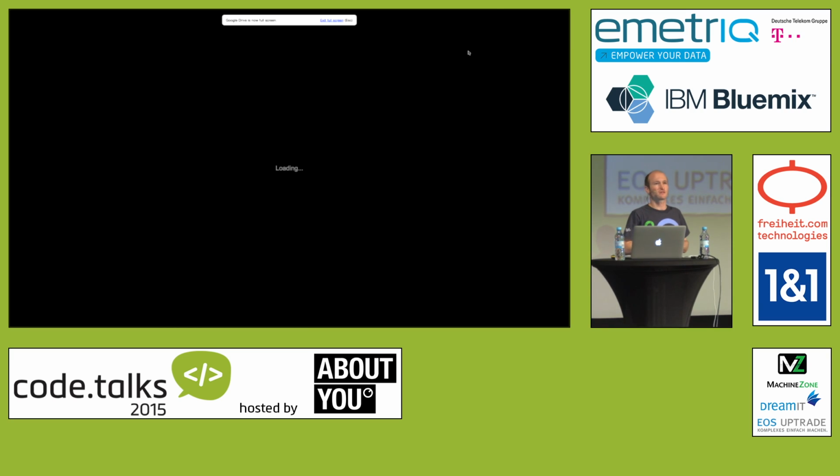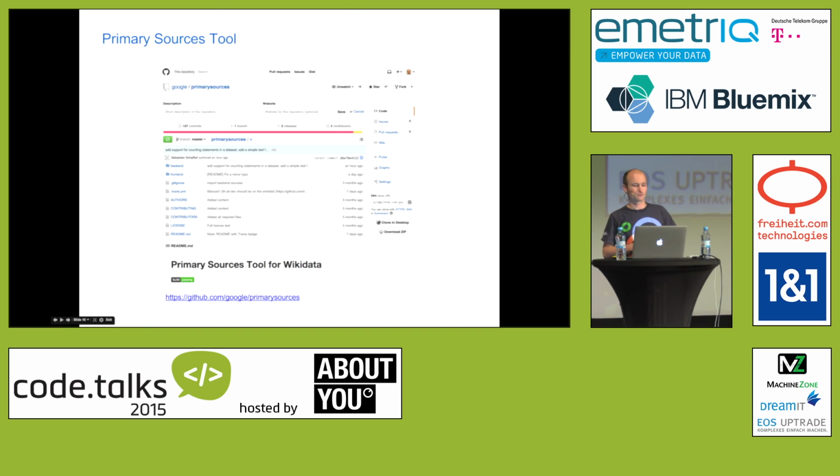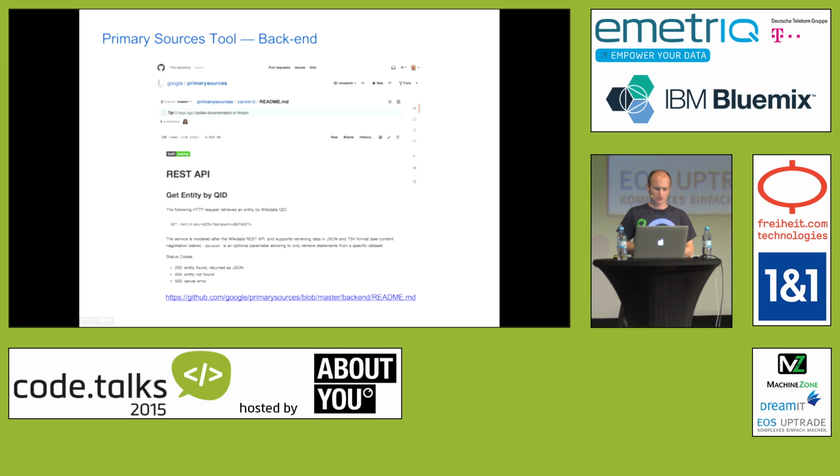So yeah, we essentially created this primary sources tool with the motivations that you've seen earlier. The code is on GitHub in the Google repo, primary sources. This tool consists of a backend, which is written in C++. This was mainly done by Sebastian. It's a very simple RESTful API, but then also a database backend that is able to deal with data dumps from Freebase, which are really huge.